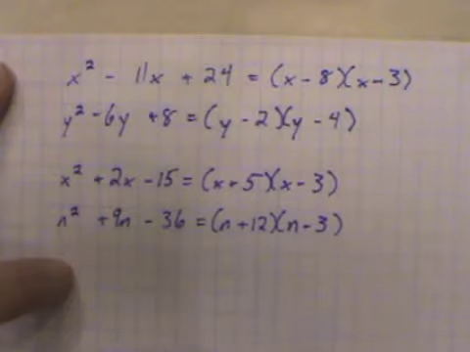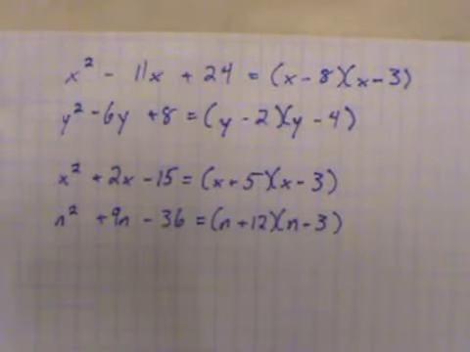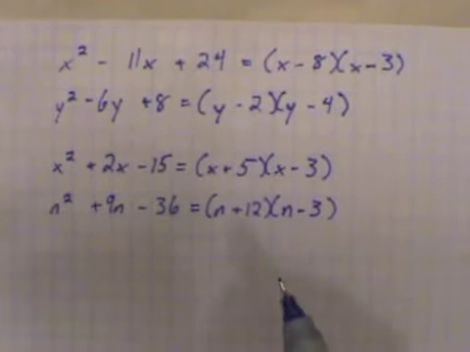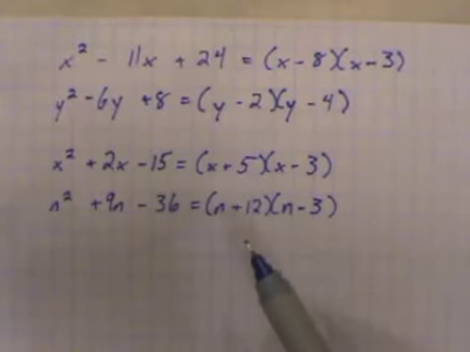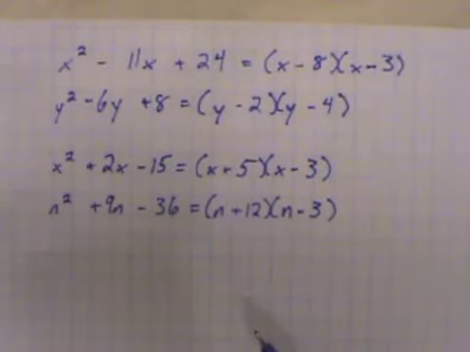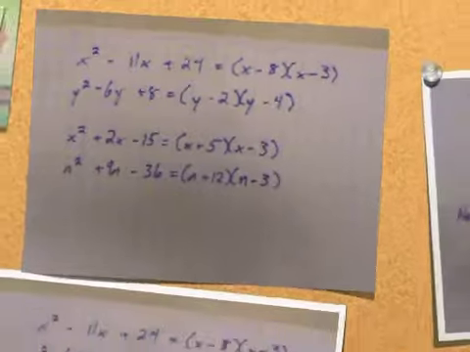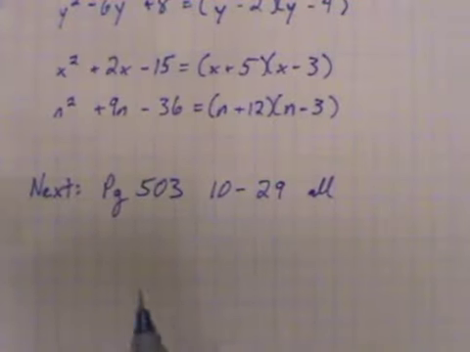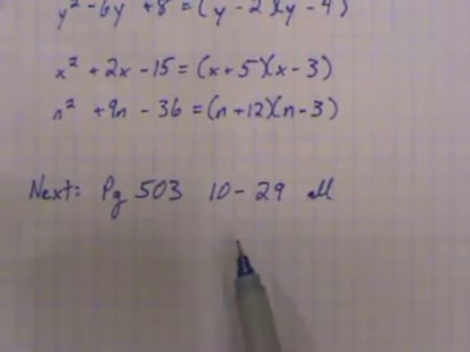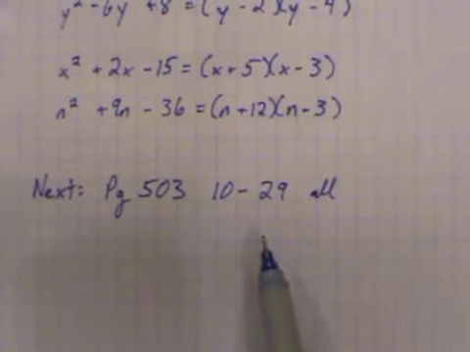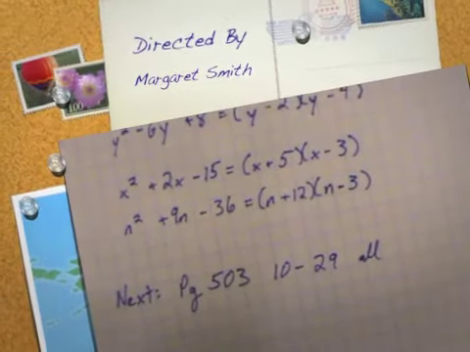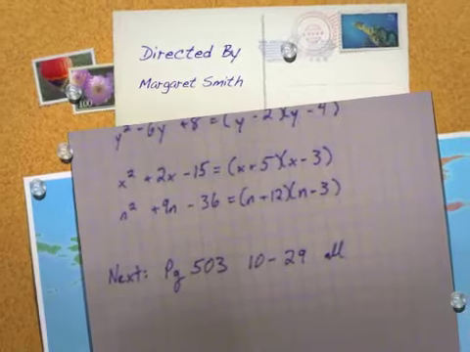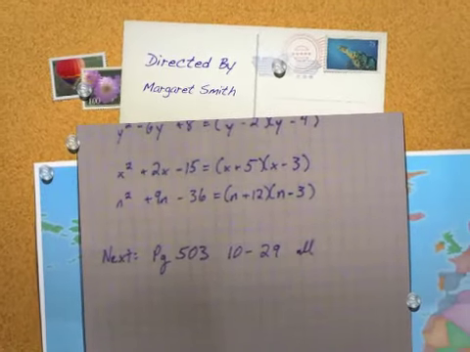Now, I could go on and on and on. I'm going to stop here because really, I know you hate hearing me say these words, but the way you learn to do these is just by practicing. So, on page 503, I'd like you to do 10 through 29 all. Good luck. Just remember your rule. What multiplies together to get one number and adds together to get the other.